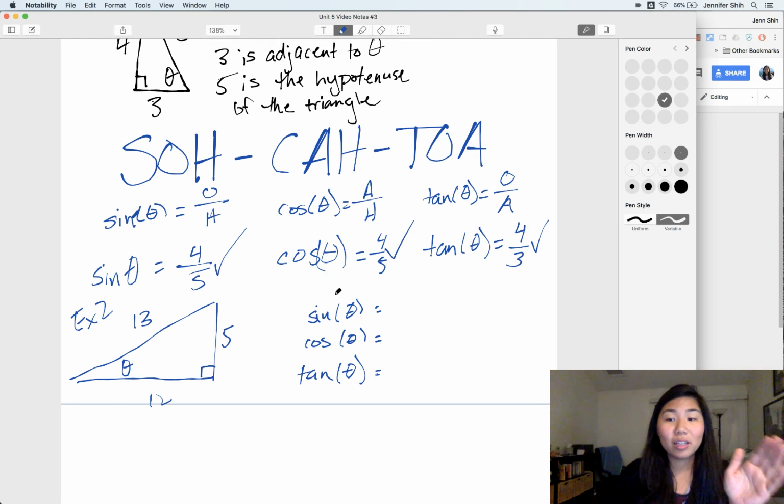Okay, summarize after you do this problem. What were the most important parts? And come to class knowing the word SOHCAHTOA.